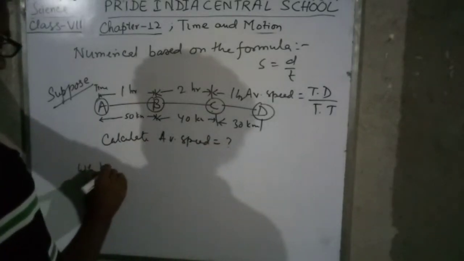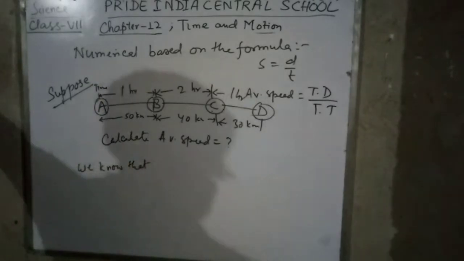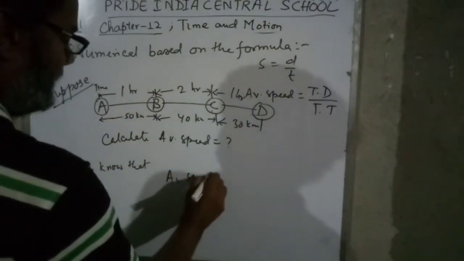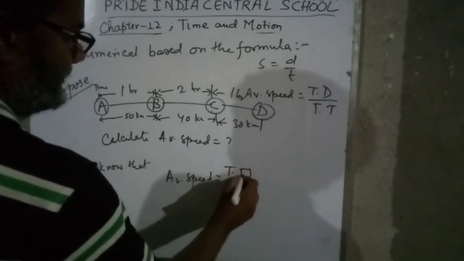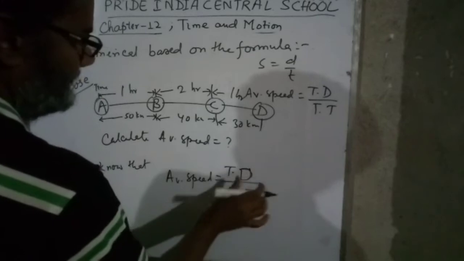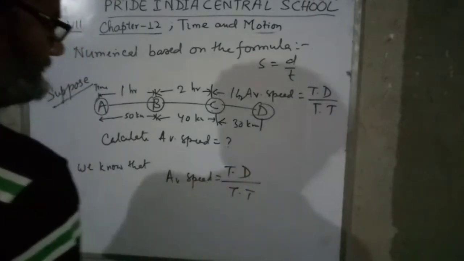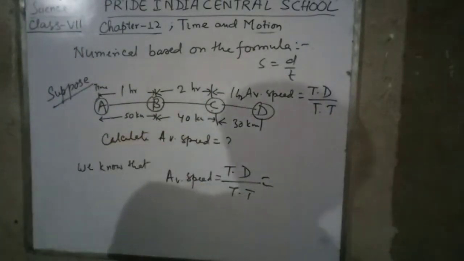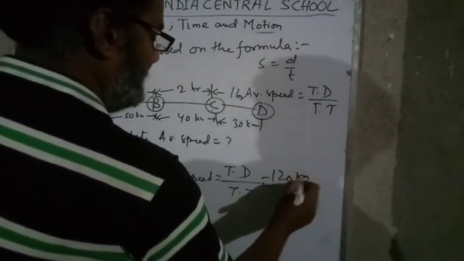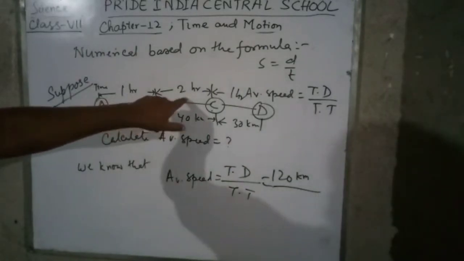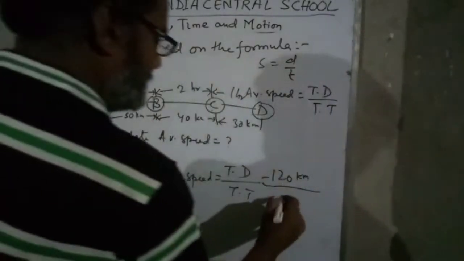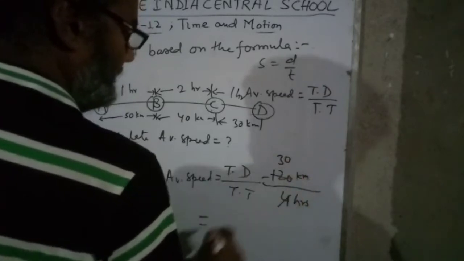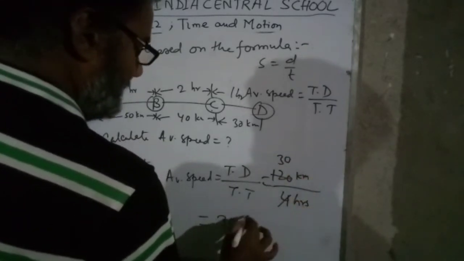Again we know that average speed is equal to total distance by total time. Now calculate the total distance, 50, 40 and 30. It is 120 kilometers. Total time, 1 hour, 2 hours plus 1 hour. It is 4 hours, total 4 hours. Then the average speed is 30 kilometers per hour.